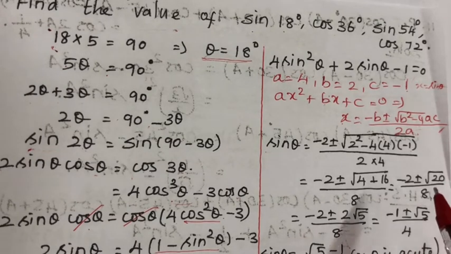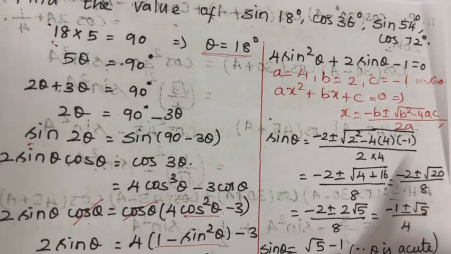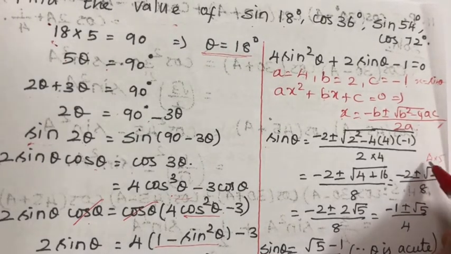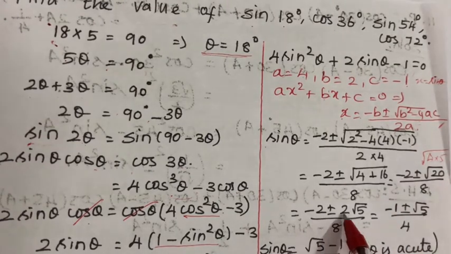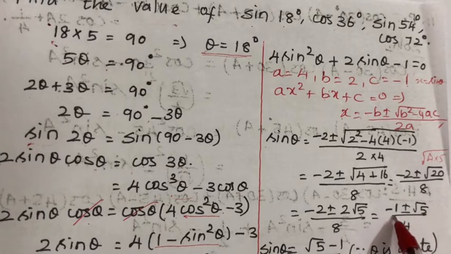Now we can simplify that also, but what about square root of 20? I can write it as 4 into 5. 4 fives are 20. So square root of 4 is 2, so I write it as 2 root 5, that is minus 2 plus or minus 2 root 5, divided by 8. 2 is common, so you can cancel the 2 and 8 and it will be 4. So minus 1 plus or minus square root of 5, divided by 4.